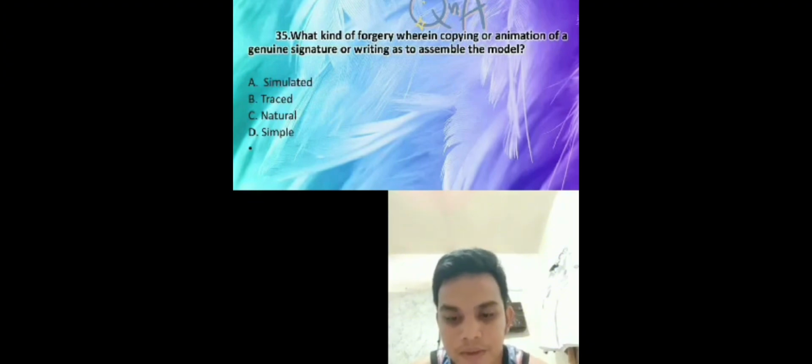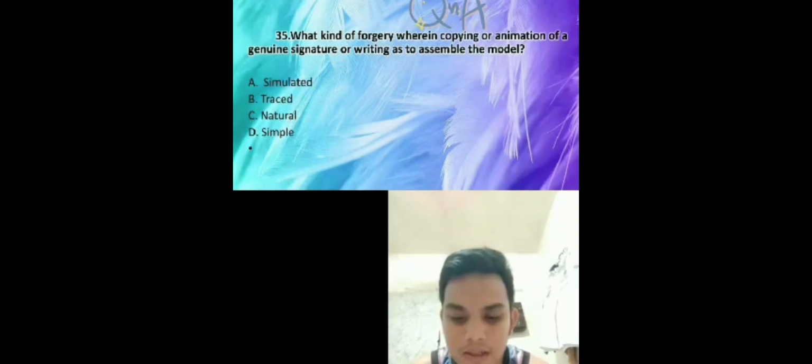And question 35. What kind of forgery wherein copying or imitation of a genuine signature or writing is made so as to resemble the model? Letter A, simulated. Letter B, trace. Letter C, natural. Letter D, simple. The correct answer is letter A, which is simulated. Dahil ang pagkilos ng paggagaya sa isang tunay na lagda nang hindi sumusubaybay, ito ay tumutugma sa paglalarawan na ibinibigay sa tanong. The incorrect answer is letter B, C, and D.